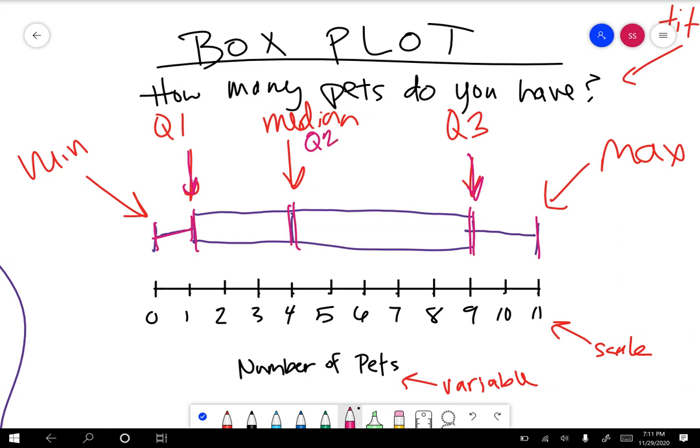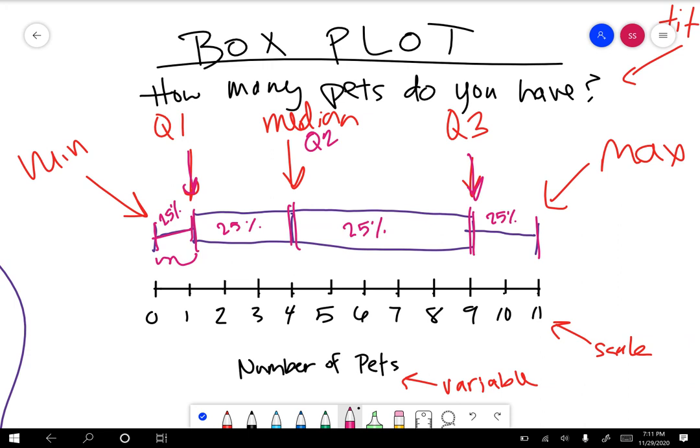What it means, though, is that 25% of the people that we surveyed have between 0 and 1 pet. It also means that 25% of the people you surveyed have between 1 and 4 pets. 25% of the people you surveyed have between 4 and 9 pets. And then 25% of the people we surveyed have between 9 and 11 pets.